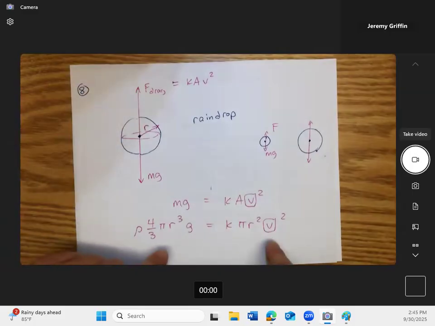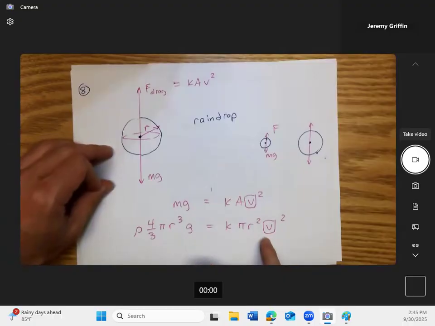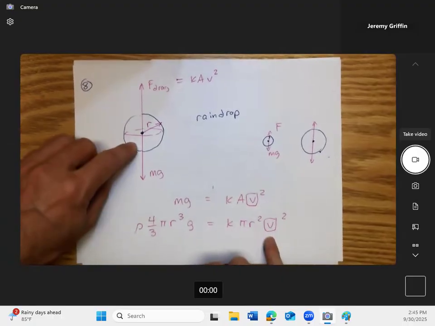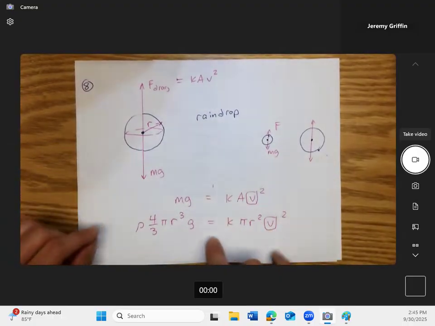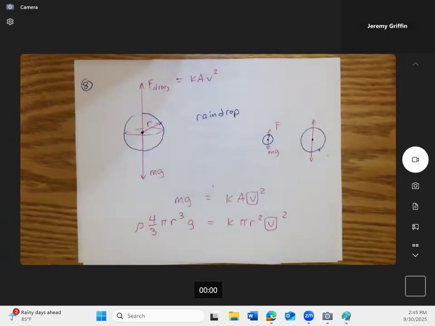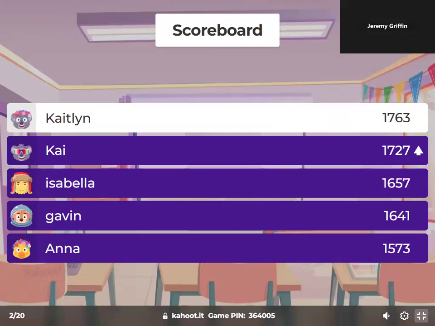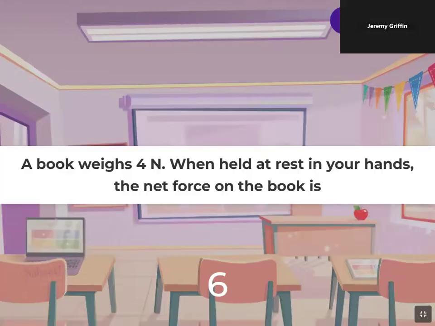Now their extension question was, what's the terminal speed in proportion to the radius of the raindrop? That's why I have different size raindrops. So yeah, that's a little fun to dig out that answer. But yeah. So then when the force is balanced, it'll go down at constant speed, hence zero acceleration. All right. I've got Anna, Gavin, Isabella, Kai, Caitlin.